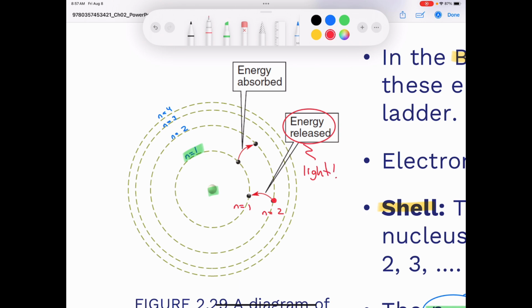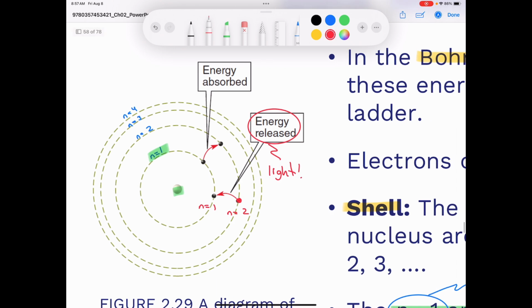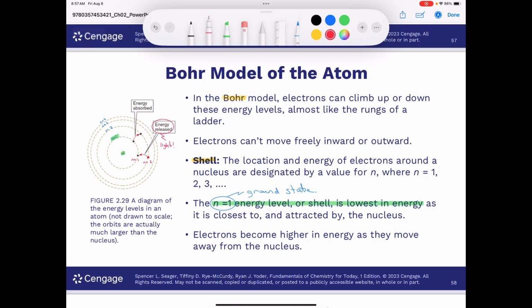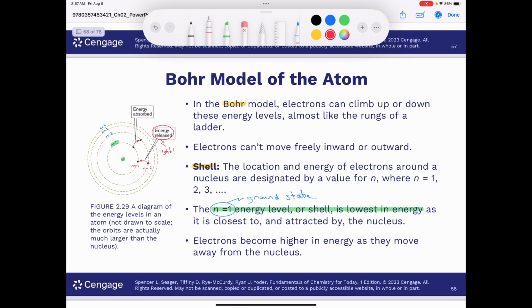And so what scientists did is they would subject different elements to energy. And then what would happen is that the elements would emit light, and then they could just see what kind of light was coming out of the atom. And that's how they discovered the different energy levels. I'm really just skimming over the surface here, but this is what we need to know.